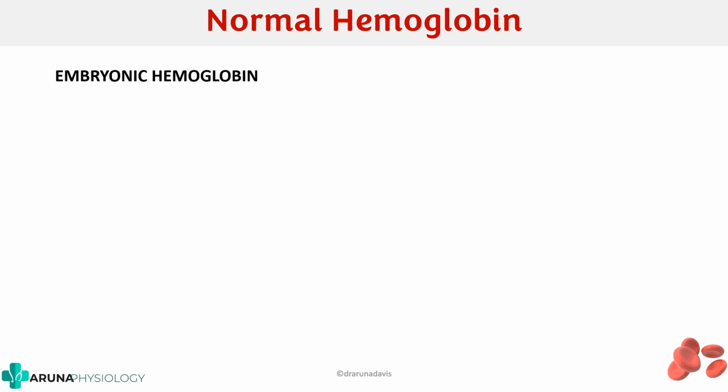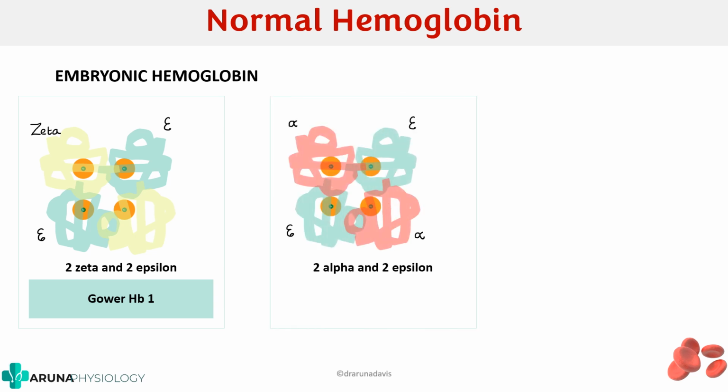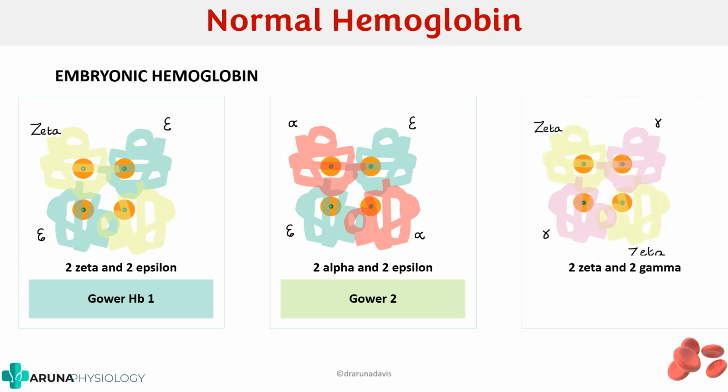Now we also know that there are embryonic hemoglobins which are present during the embryonic time. They include Gower 1 hemoglobin which contains 2 zeta and 2 epsilon chains. Then we've got Gower 2 which contains 2 alpha and 2 epsilon chains. And we've got Portland hemoglobin which contains 2 zeta and 2 gamma chains. I'm just mentioning this because you can expect one word questions from this part: which are the different embryonic hemoglobins, which are the different fetal hemoglobins, which is the normal adult hemoglobin, and you should know the globin chains that are present in each.